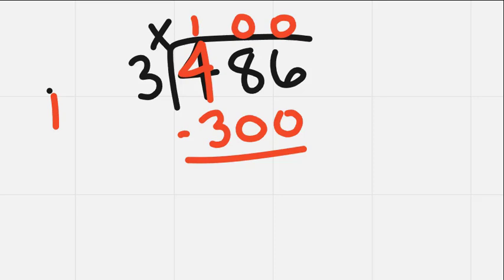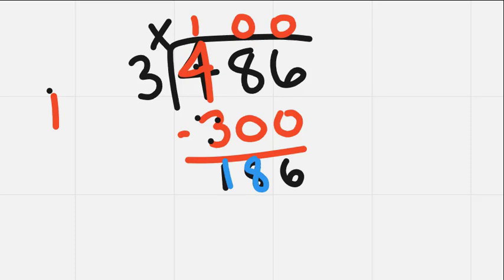Now we're going to subtract. 6 minus 0 is 6, 8 minus 0 is 8, and then 4, 3, 2, 1. We're now going to look at the 1. 1 is less than 3, so we cannot divide it. However, we can look at 18.